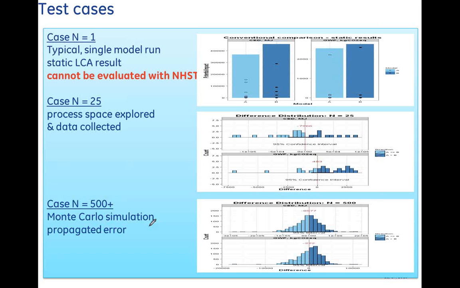Now, what about case n equals 25? Yes, I can start making decisions. So we'll be looking at the n equals 25 case. In this case, a process space is explored, and data was actually collected. So you actually have a fairly decent data set. Then we'll also take a look at the extreme case where n equals 500 plus, and that's Monte Carlo simulation. So you're actually running your model n equals 500 plus number of times with the propagated error each case, really exercising your model parameters.